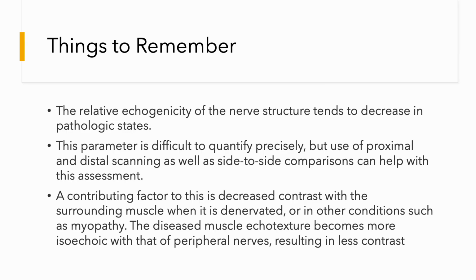The relative echogenicity of the nerve structure tends to decrease in pathologic states. This parameter is difficult to quantify precisely, but the use of proximal and distal scanning as well as side-to-side comparisons can help with assessment. A contributing factor to this is decreased contrast with the surrounding muscle when it is denervated or in conditions such as myopathy. The diseased muscle echotexture becomes more isoechoic with that of the peripheral nerves, resulting in less contrast.